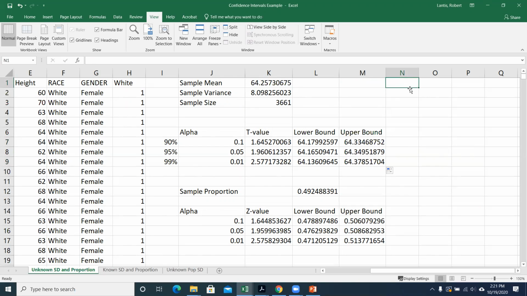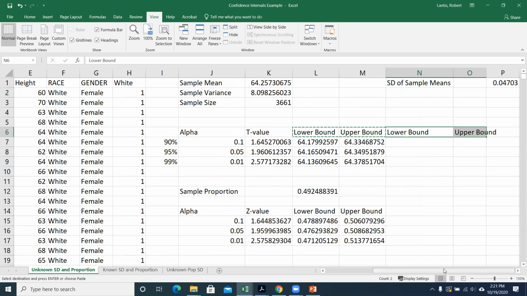All right, so I'll show you another way you can do this. You could find the standard deviation of your sample means first, right? So that was, we knew, just the square root of my sample variance divided by my sample size. Right? So I've got that up in a cell. I'm then going to copy and paste these over and show you how you could build the upper and lower bound using a slightly different method.